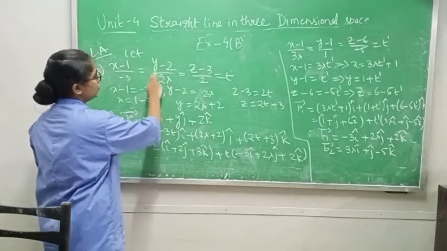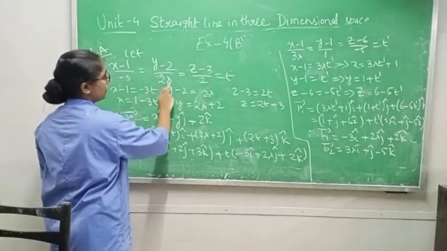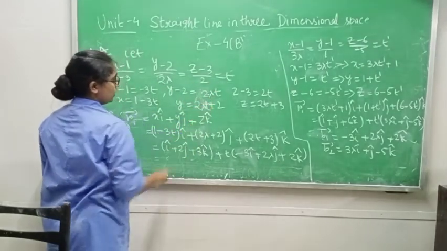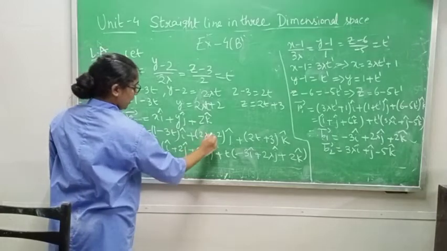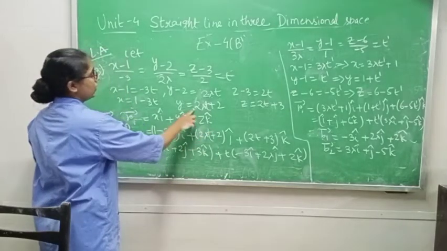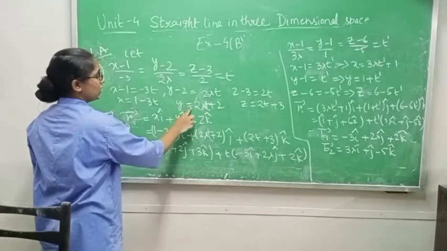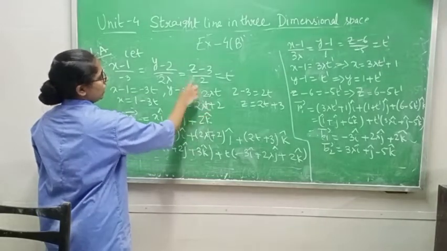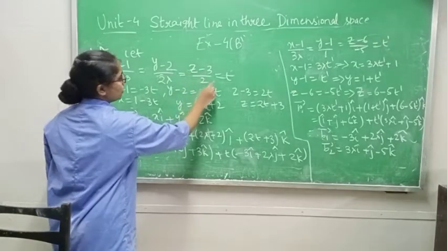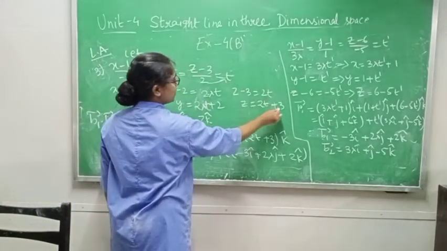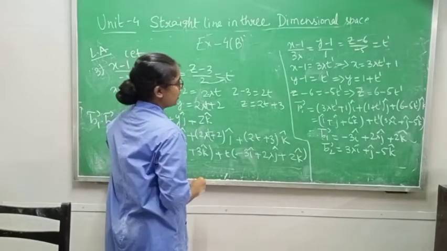Same thing I will do for y. y minus 2 equals 2 lambda times t. Here also you have to give t. Now minus 2 comes across as plus 2, so the y value is 2 lambda t plus 2. Now z minus 3 by 2: the 2 comes to this side, so z minus 3 equals 2t, and minus 3 becomes plus 3.